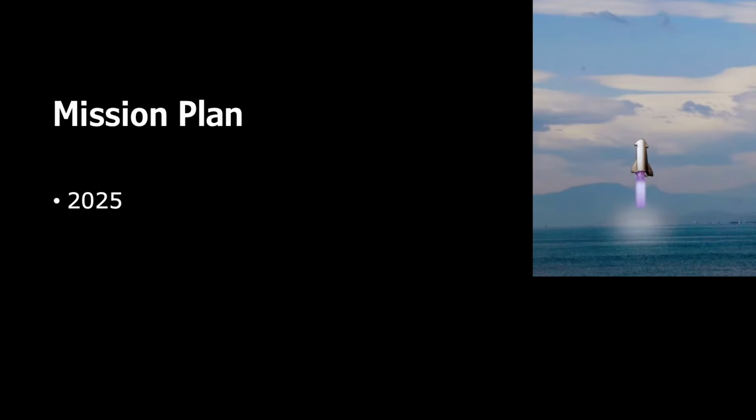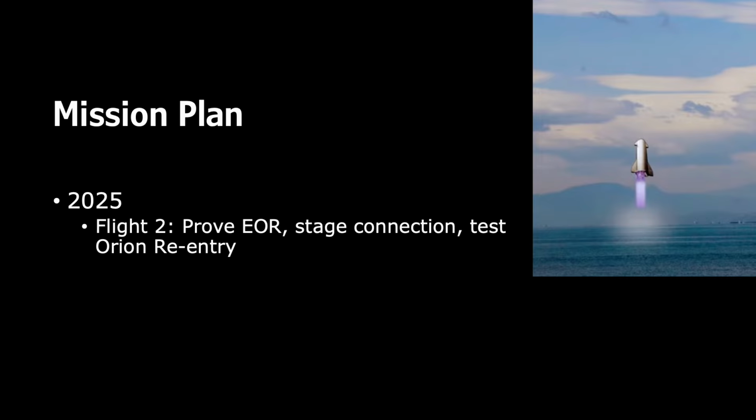Now, what could the mission plan look like? First of all, you can't have 8 flights for the price of one, because it's not just the cost of launching the rockets. There are other associated costs. So let's say that you could replace it with 2, possibly 3 flights. So let's take a look at 2025. Flight 2, prove Earth orbit rendezvous, that you can actually connect the stages together and test the Orion for re-entry with proper testing, not just simulated testing.